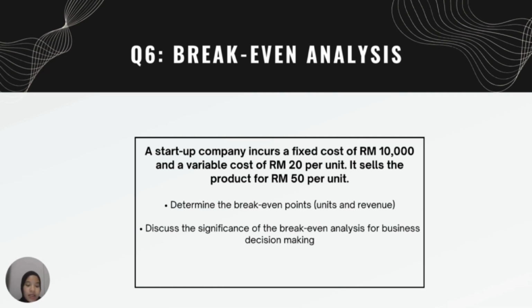Okay, here we go with question 6, break-even analysis. The question is, a start-up company incurs a fixed cost of 10,000 ringgit Malaysia and a variable cost of 20 ringgit per unit. It sells the product for 50 per unit. Determine the break-even points, in units and revenue. Discuss the significance of break-even analysis for business decision making.